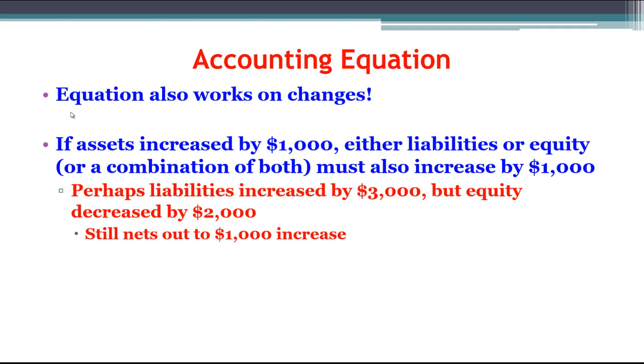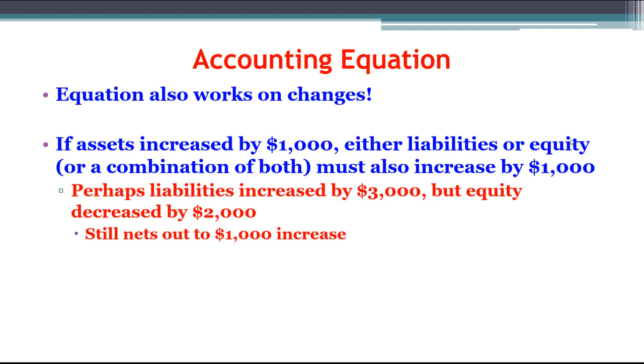But as I've alluded to, the equation also works on changes. So if the assets increased by 1,000, then either the liabilities or the equity, or possibly a combination of both, must also increase by $1,000. Now, that could be simple. Again, assets increased by 1,000 and liabilities increased by 1,000. That would work. Assets increased by 1,000, equity increases by 1,000.